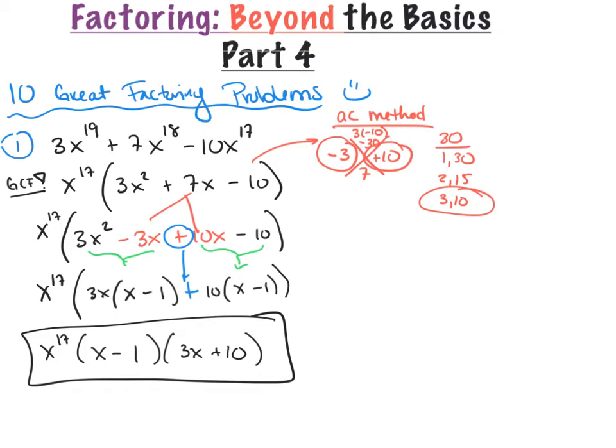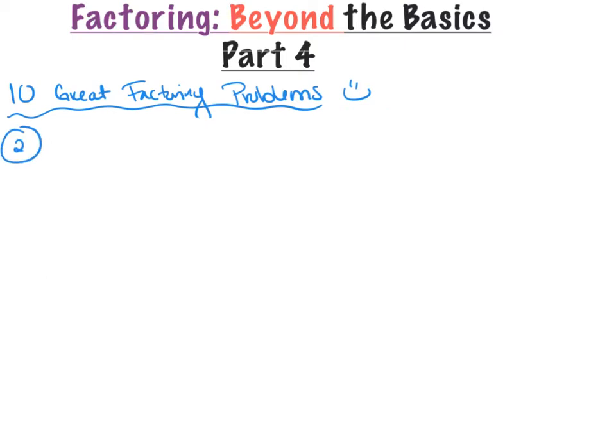Okay, let's do another one. For example number 2, we're going to do a slightly different type. We're going to do x to the 10th plus 8x to the 5th plus 12. What's important to notice about this problem is if we did a substitution, which we've been doing off and on throughout all of factoring, where we let r equal x to the 5th. You'll see why in just a second.